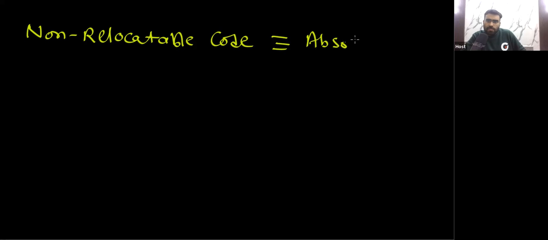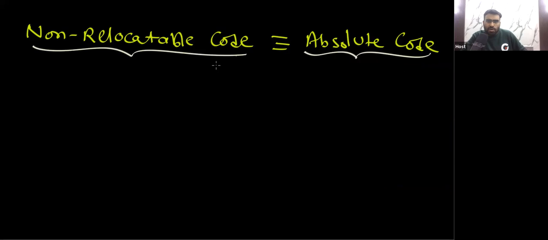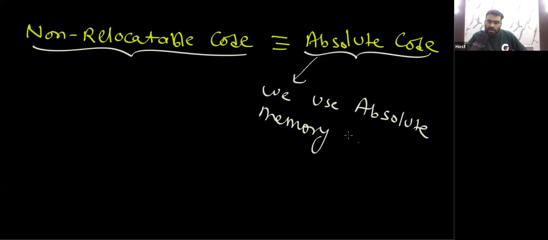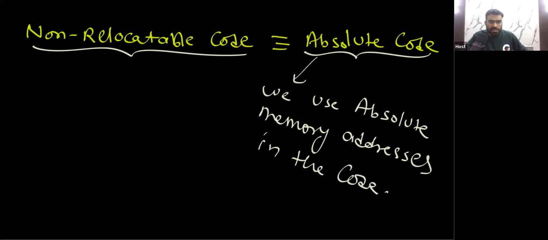Remember, this non-relocatable code is also called absolute code. Why do we call it absolute code? Because in this code we use absolute memory addresses, or I can say memory addresses. We use absolute memory addresses in the code. So that is the reason.